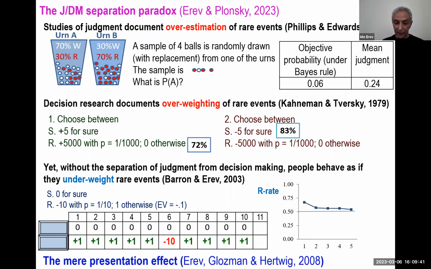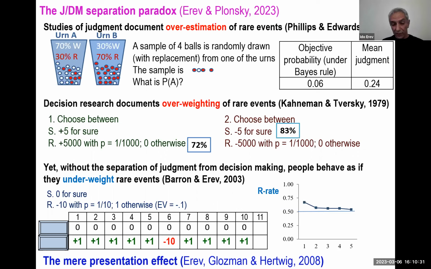The typical result in this experiment, notice by the way that the expected value from the risky prospect here is negative, the typical result that surprised us when we first got it, Greg Barron and I, more than 20 years ago, is that subjects don't learn to maximize in this case, and they continue to select the risky lottery, which impairs their earnings, about 60% of the time. Together, these 3 results, we call them the JDM separation paradox. With the separation, subjects behave as if they are highly sensitive to rare events, but without the separation, they behave as if they underweight rare events.